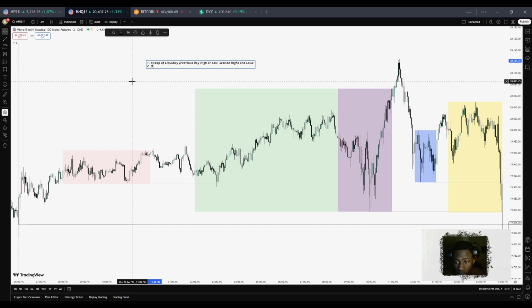And the second checklist is IFVG in the opposing direction. So those are just the two checklist items you want to see.